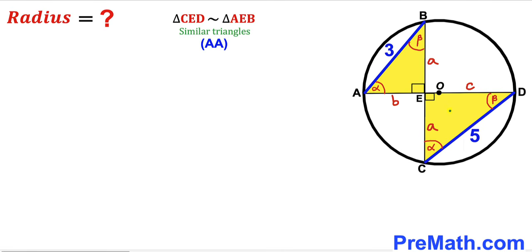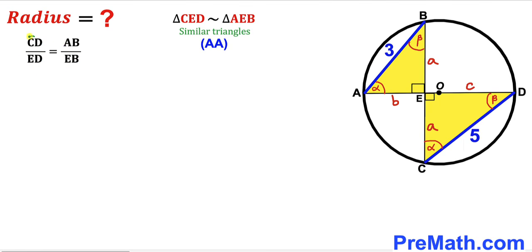Now we can see that this right triangle CED and this other right triangle AEB are similar triangles according to the angle-angle similarity theorem. Therefore, we are going to have a proportion. If we focus on this right triangle and this angle alpha, and likewise this right triangle and this alpha once again, then the ratio of these two side lengths CD and ED is equal to the ratio of these side lengths AB and EB.